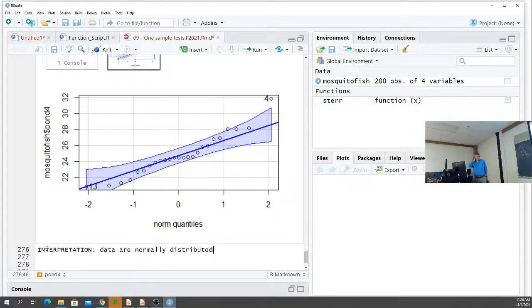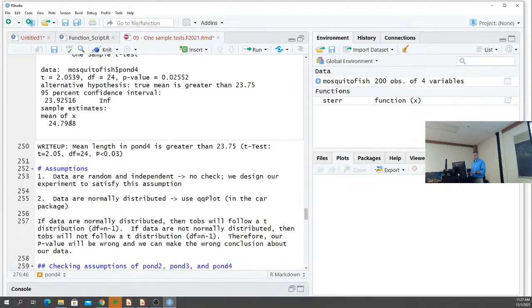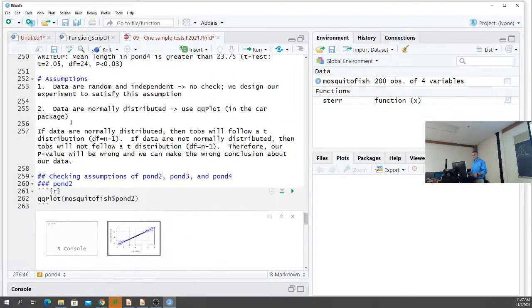Yeah, looks good. So all of our ponds are normally distributed, which means we can have faith that our t-test actually gave us some good answers. Now, it doesn't mean we didn't make a mistake, right? It doesn't mean that we didn't commit one of those type 1 or type 2 errors. But we know that when we ran our t-test, we didn't have a t observed that did not follow a t distribution.